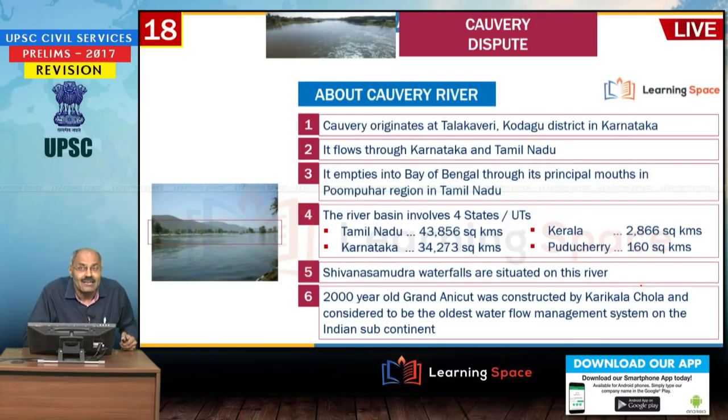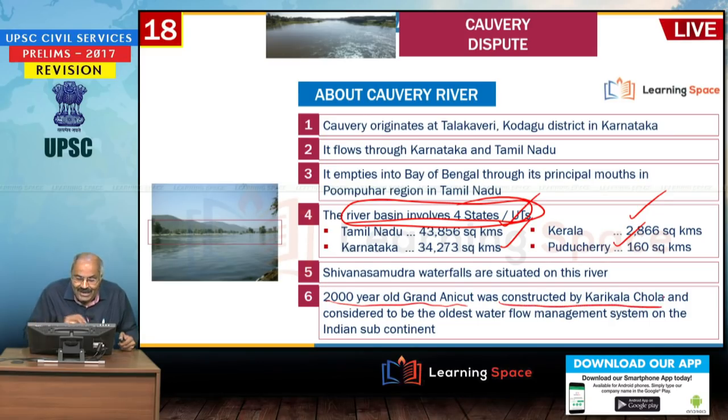And if you look at Cauvery river, the Cauvery river dispute is in the news, and the Cauvery river basin involves 4 states or union territories. This is very important: Tamil Nadu, Karnataka, Kerala as well as Puducherry. So, the basin involves 4 states or union territories. This is one important point: a 2000-year-old grand anicut was constructed by Karikala Chola and is considered to be the oldest water flow management system in the subcontinent, and this is situated on Cauvery river in Tamil Nadu, right.